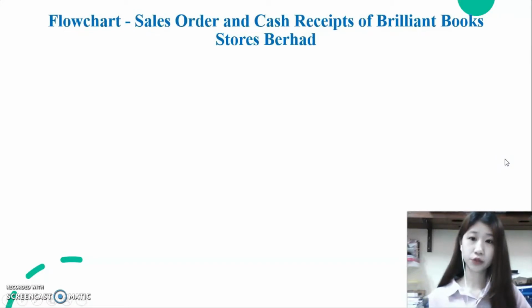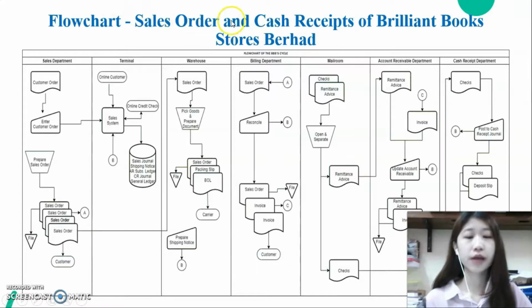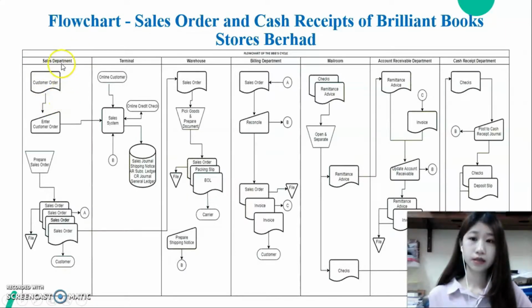Now let's move to the flow chart. This flow chart involves 7 departments, which are sales department, terminal, warehouse, billing department, mailroom, account receivable department, and cash receipt department. Now let's start from the sales department. Once the customer orders by phone or email, the sales department clerk will enter the customer order manually into the system. While if the customer places an order online, their order will be automatically entered into the sales system. After that, the system will do the online credit check. After the sale is approved, the system will create a sales journal in the database.